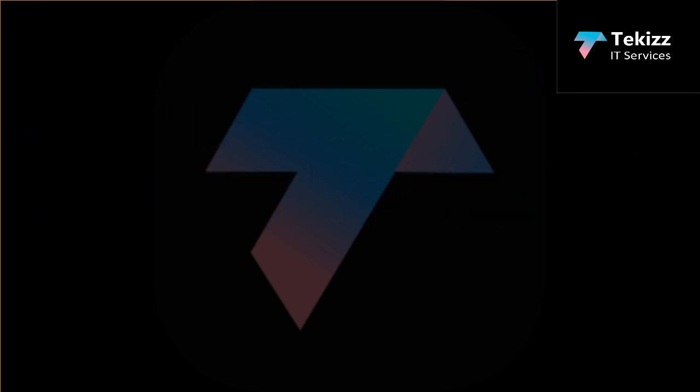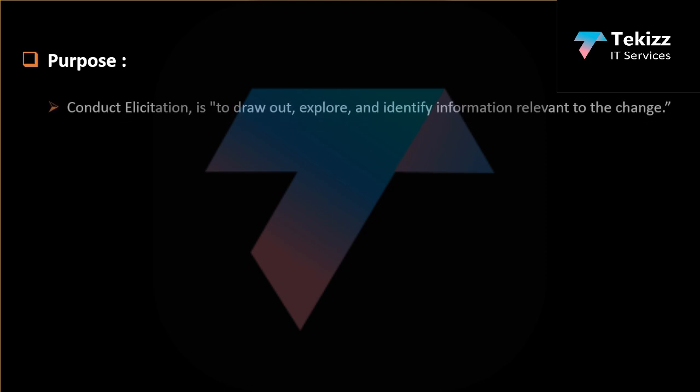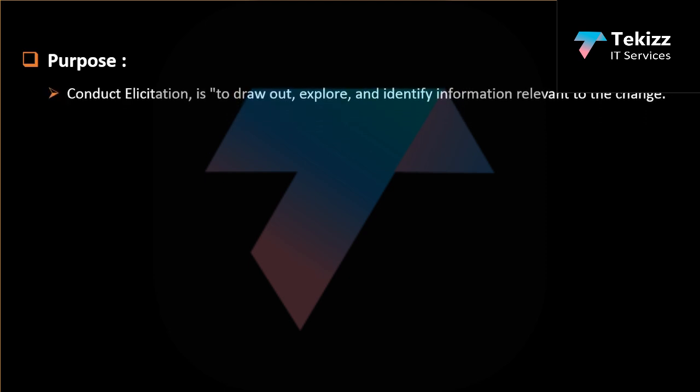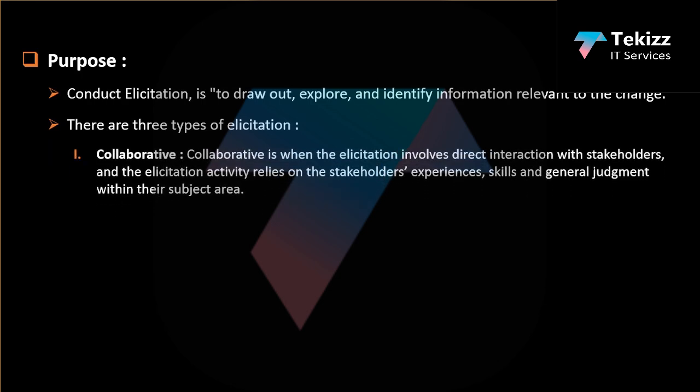Now, what is the purpose of conducting elicitation? That is to go out, explore, and identify the information relevant to the change. Now, there are three types of elicitation. One is collaborative. The collaborative type is when the elicitation involves direct interaction with the stakeholders, and elicitation activities rely on the stakeholders' experience, skills, and general judgment within their subject area.